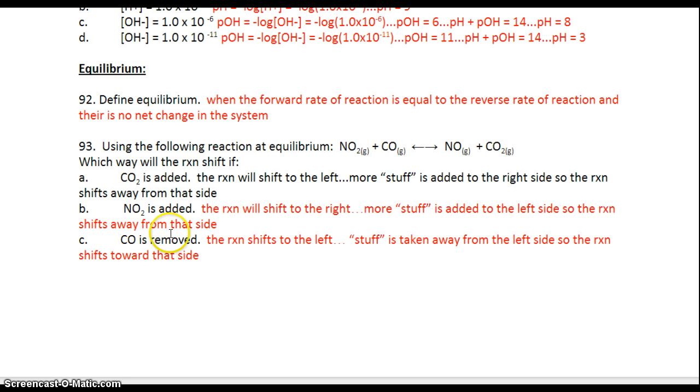Or for C, the stuff that's being removed is some carbon monoxide. Carbon monoxide is here on the left-hand side, so if we remove some carbon monoxide, the reaction again is going to want to shift to the left to replace what was lost.